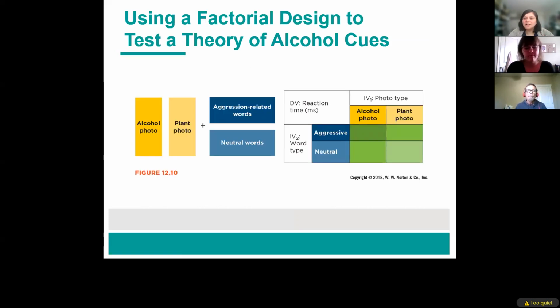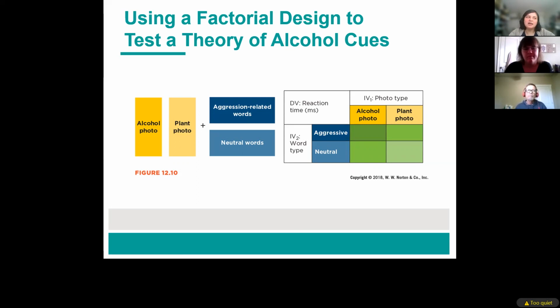Okay, so let's say that in the prior studies, which we've already talked about, we found that alcohol did have an impact on aggression. And we might be wondering why. There might be multiple theories about why alcohol might lead to aggression. One theory that researchers had was that alcohol can become cognitively associated with thoughts of aggression.